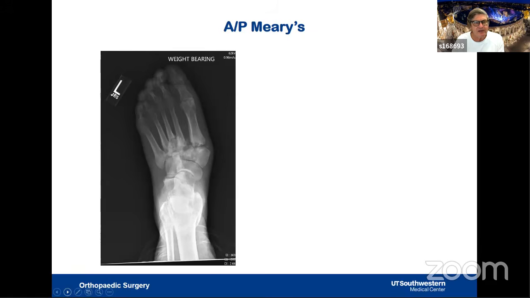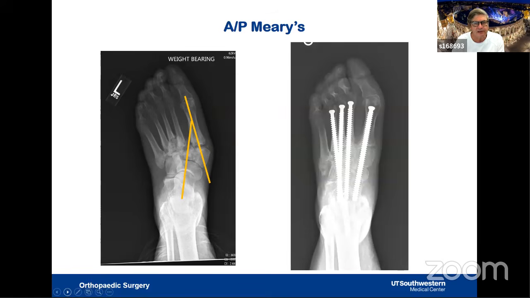We look at the Meary's angle on the AP, and you can see the abduction deformity of the foot here. And clearly, the talus and the first metatarsal are not collinear. After surgery, you can see in this patient, the talus and the first metatarsal are in fact collinear. You can see on the left, that would be difficult to put in a non-custom shoe. The foot on the right should be able to be worn in an accommodative shoe. It does not necessarily have to be custom. It could be off the shelf with some inserts.